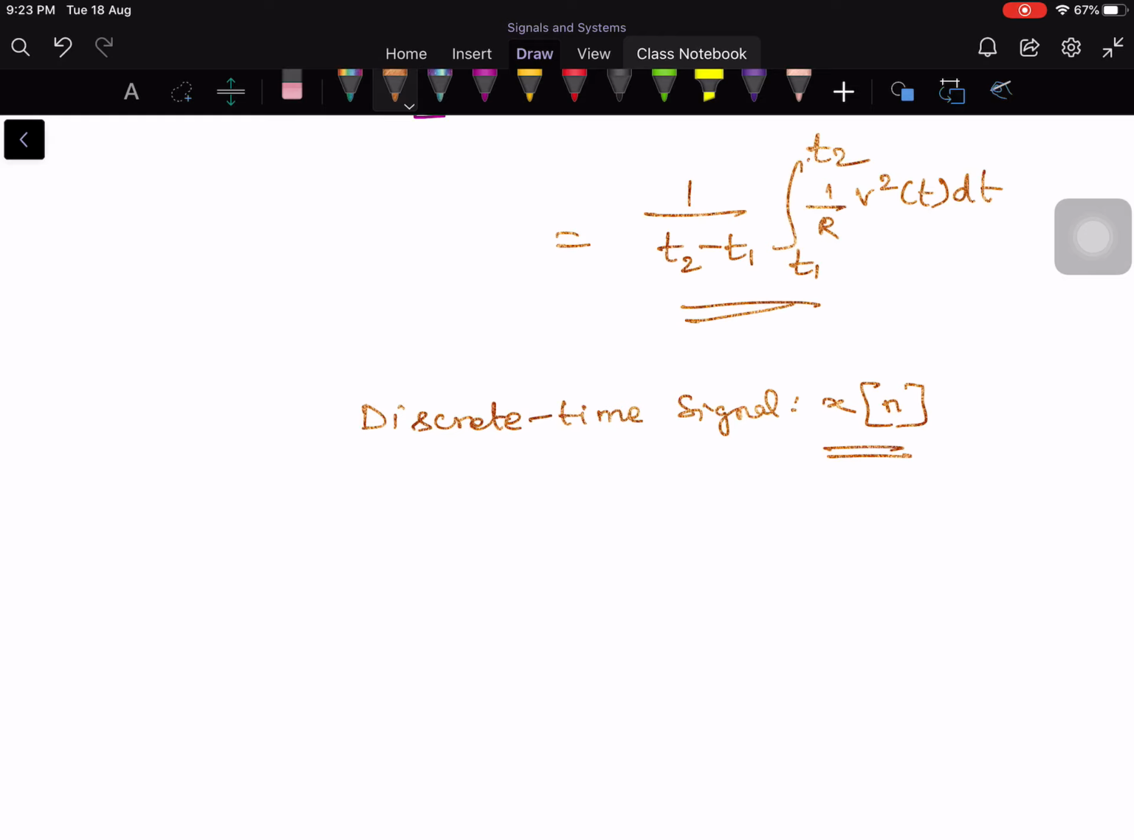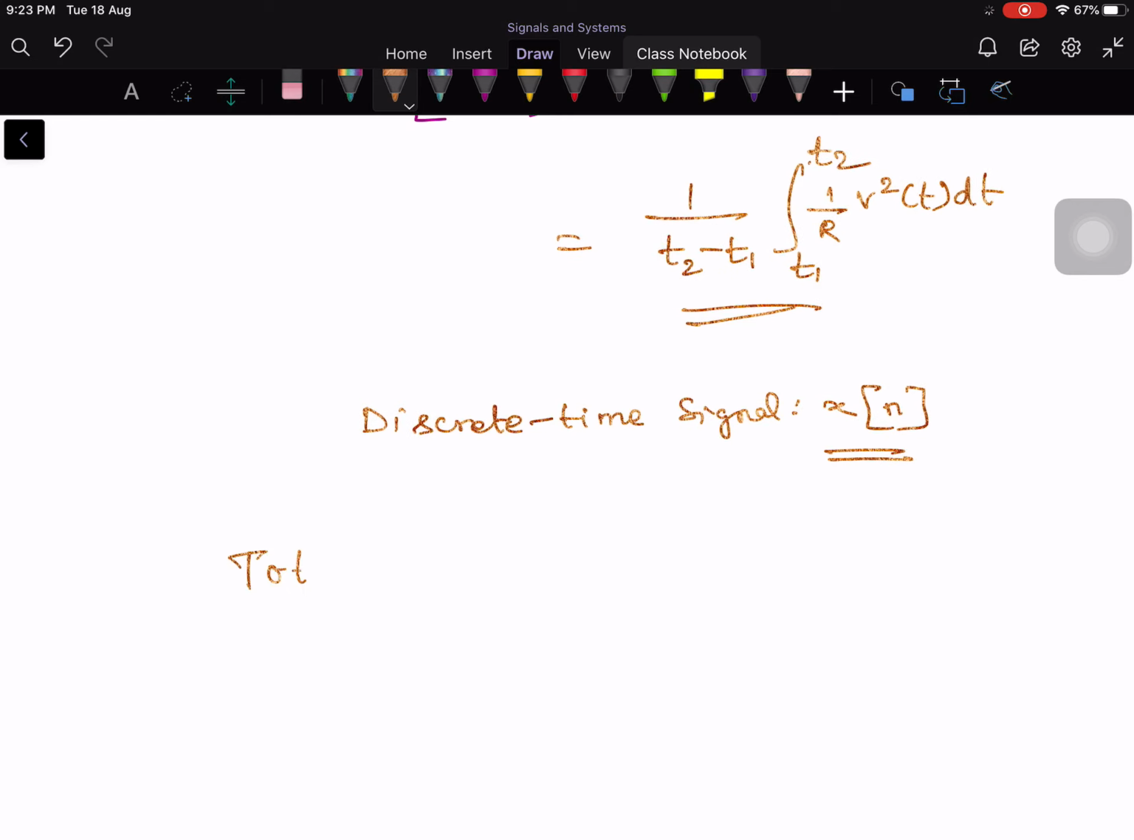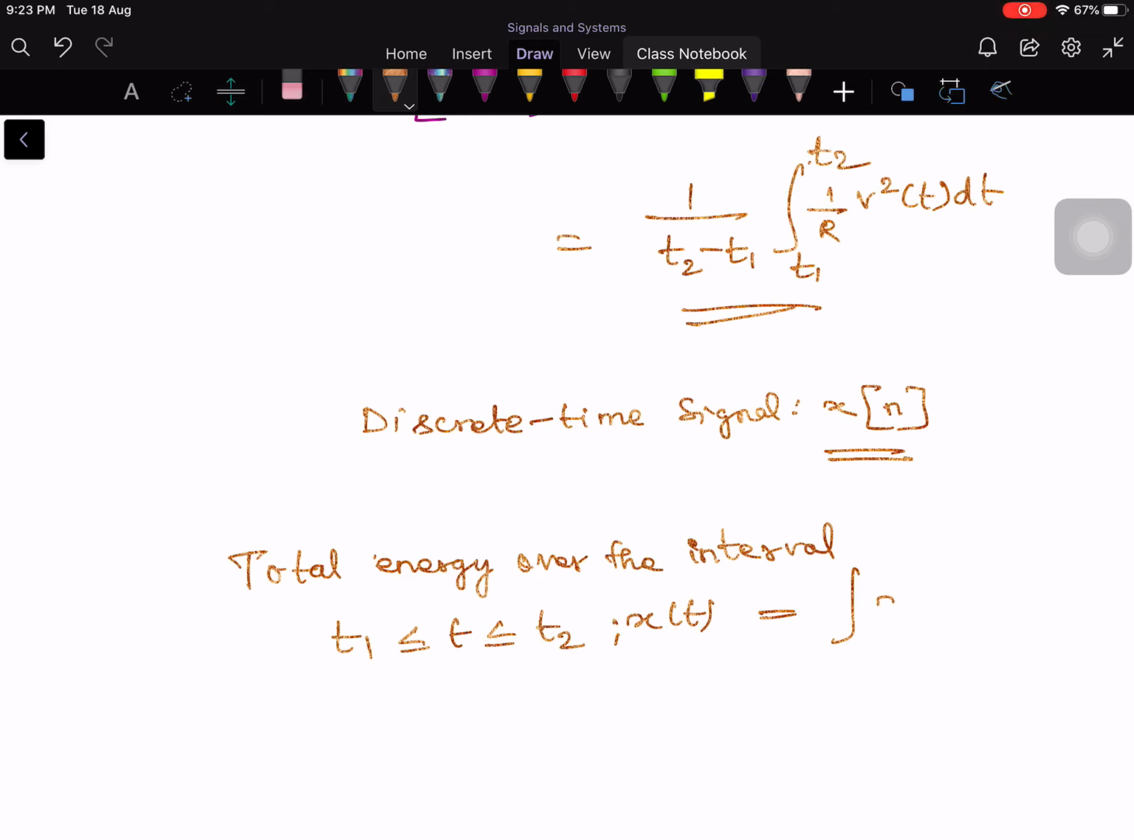Okay, therefore the total energy over the interval t1 less than or equal to t less than or equal to t2 in a continuous time signal, let's say x of t, is defined as: take the signal, square it and integrate over the range t1 and t2.